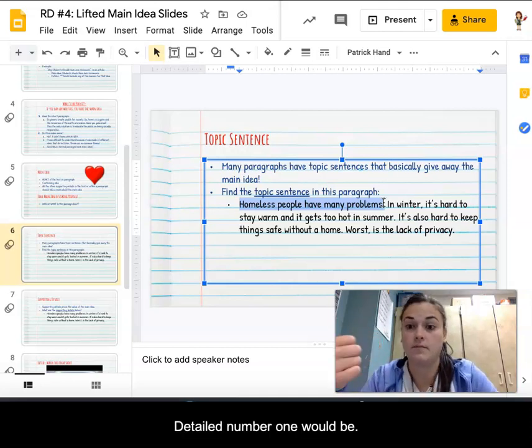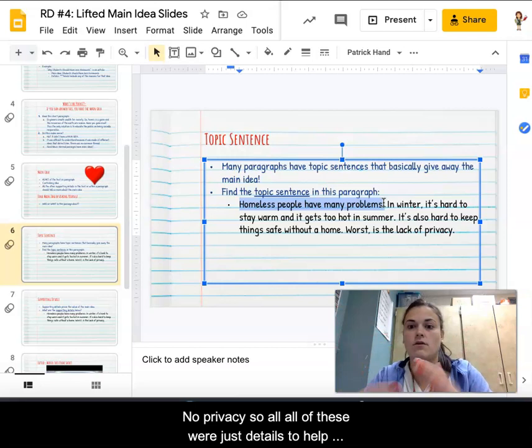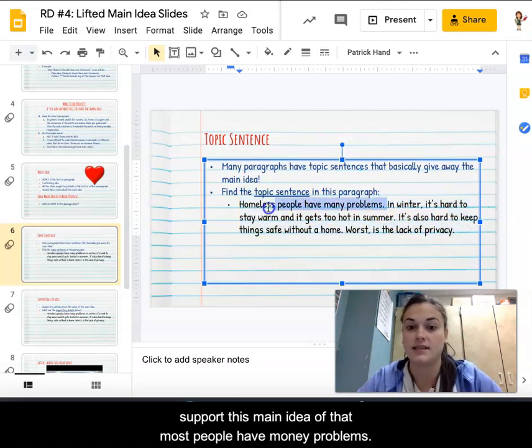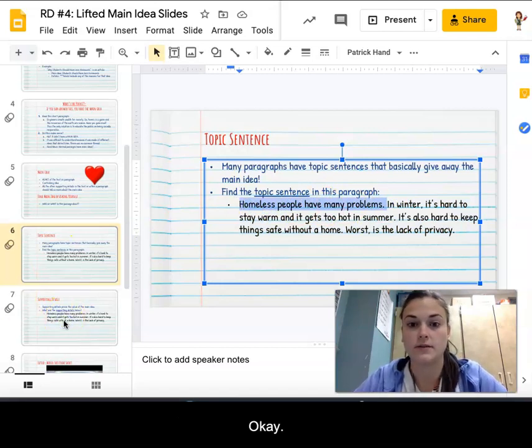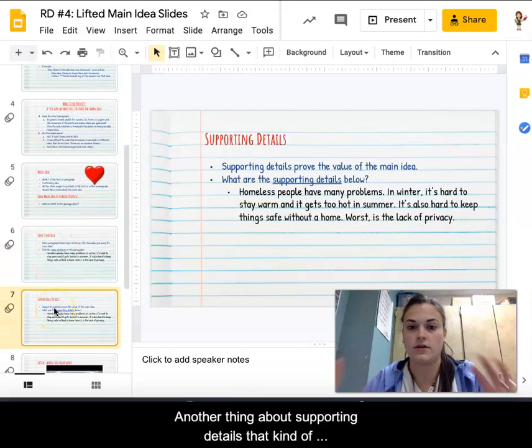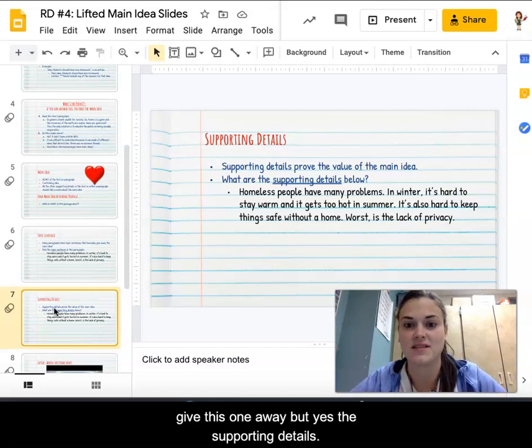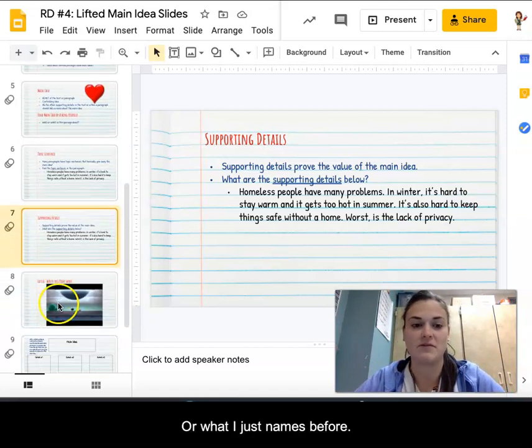So detail number 1 would be hard to stay warm in the winter. Number 2, too hot in the summer. 3, hard to keep things safe. 4, no privacy, right? So all of these were just details to help support this main idea that homeless people have many problems. Okay, so here's another thing about supporting details. I kind of gave this one away, but yes, the supporting details are what I just named before.